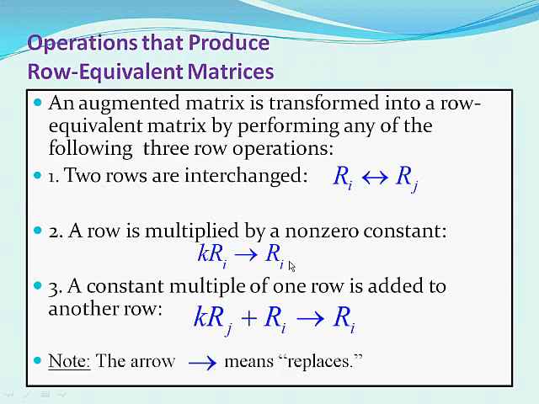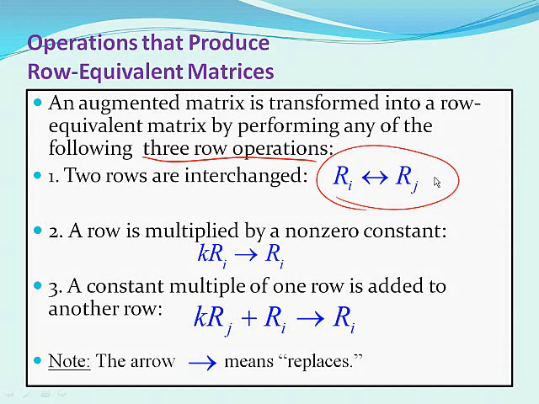An augmented matrix is transformed into a row equivalent matrix by performing any of the following 3 row operations. 1. Two rows are interchanged. So this symbol means the ith row and the jth row are interchanged.